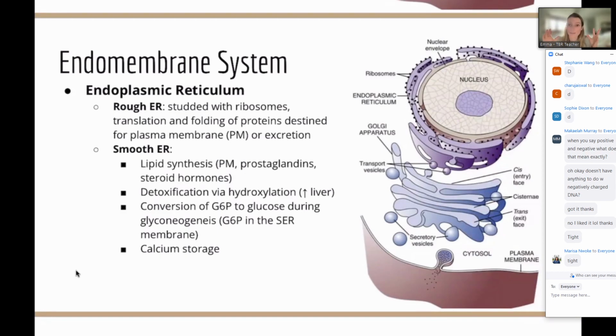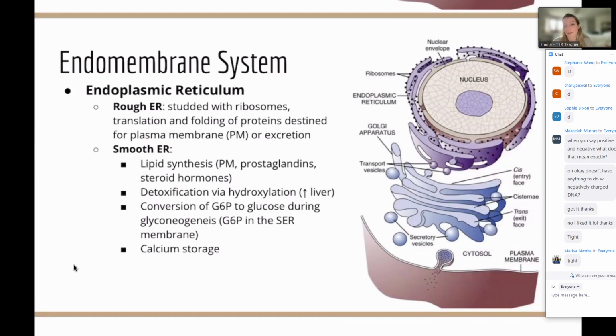It's a big site of detoxification and processing, like detoxification of drugs specifically. So we see larger smooth ER in liver cells. There's also the conversion of G6P to glucose during gluconeogenesis happening here, and that's because the G6Pase is actually in the membrane. So it's like an endomembrane protein in the smooth ER.